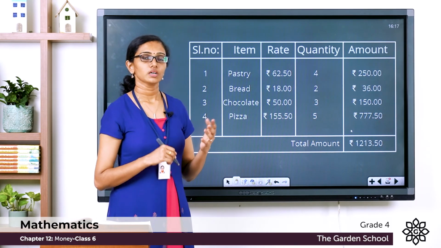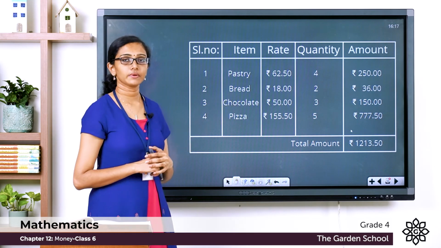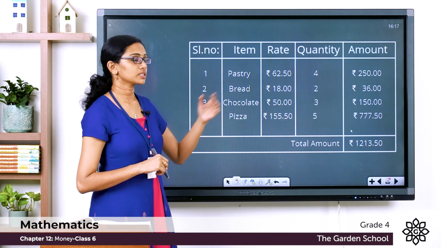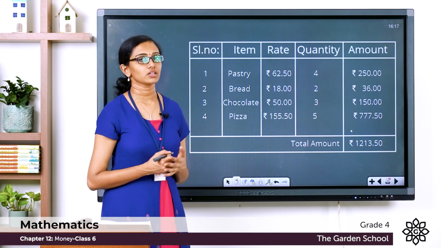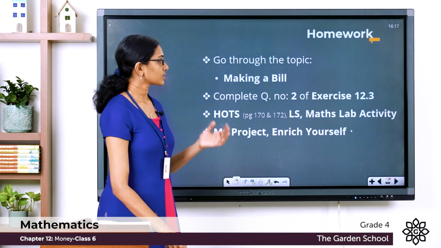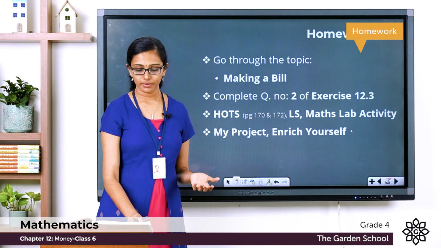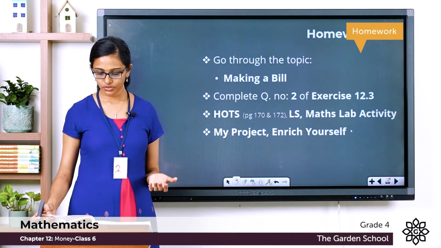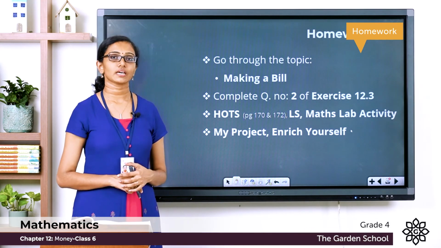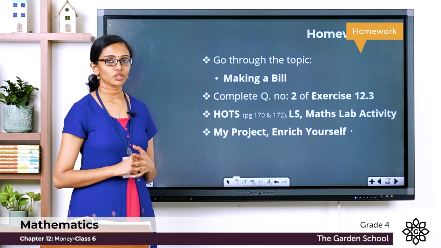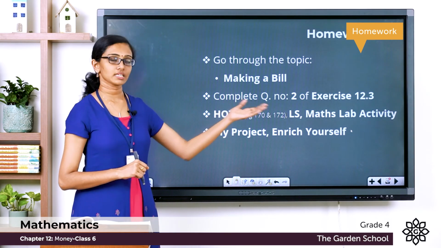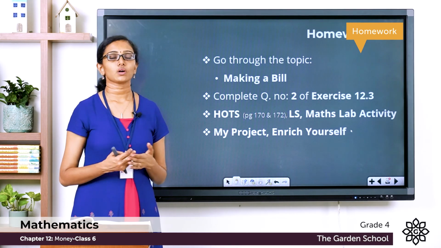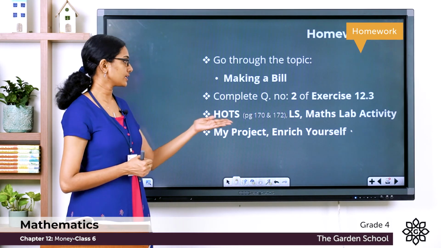Children, I hope now you understand how to prepare a bill and how to find out the total amount in a bill. The next time you see a bill, just take a look at it. Now we can go through this topic, making a bill, in page number 169 and 170 of your textbook. Go through the topic once, and then you have to complete the question number 2 from exercise 12.3. And also you have to complete the question under the heading HOTS.